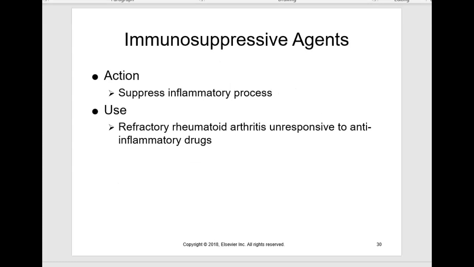So the first classification we're going to talk about is immunosuppressive agents, and just like it sounds, it suppresses the inflammatory process. And these medications are used to treat refractory rheumatoid arthritis. And if you see the word refractory, what you need to think about is that it is not responsive to normal treatment. So in this case, the patient who has refractory rheumatoid arthritis has tried other types of anti-inflammatory medications with no luck.